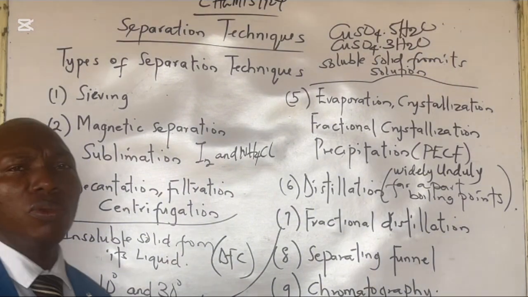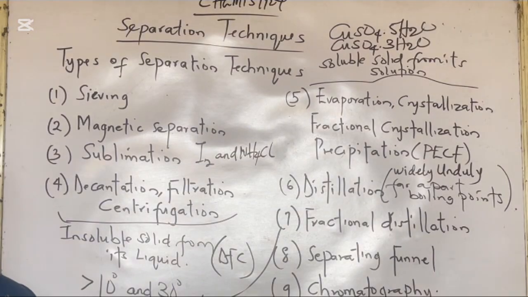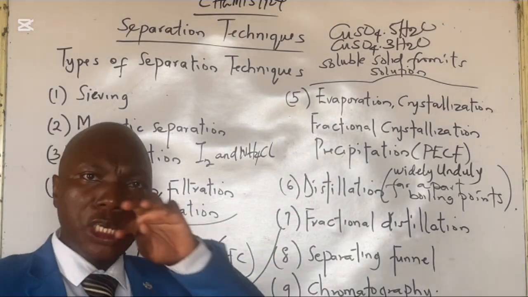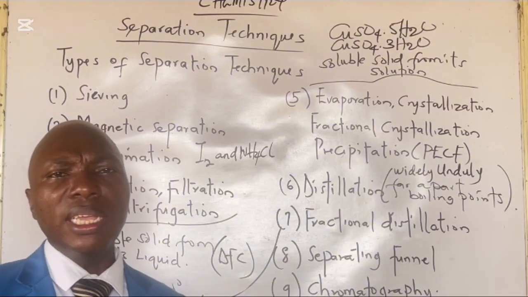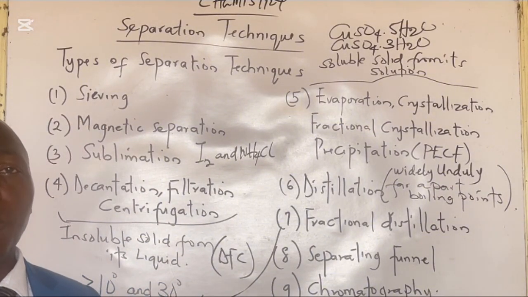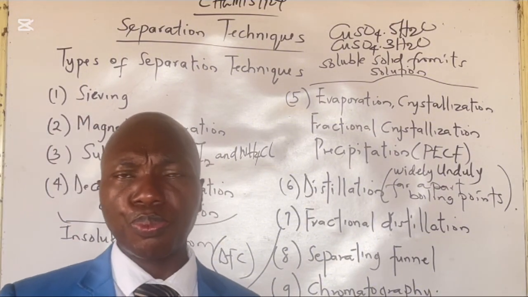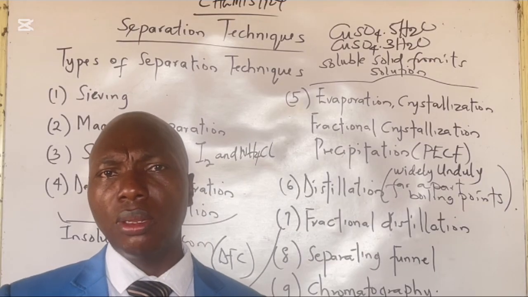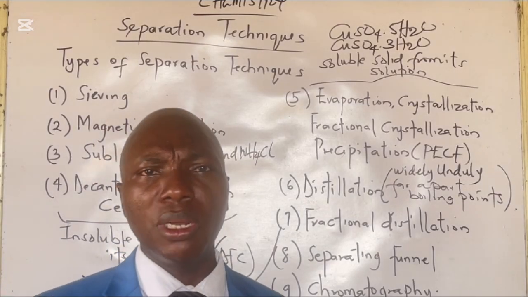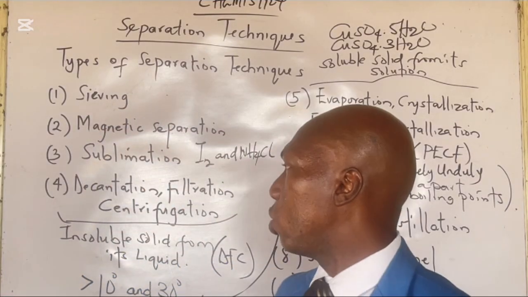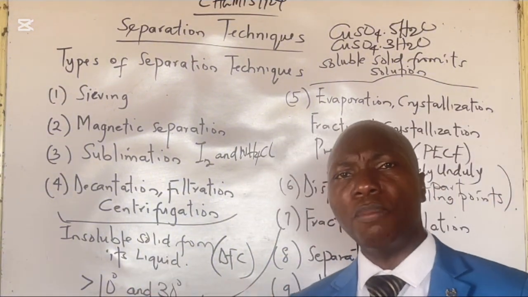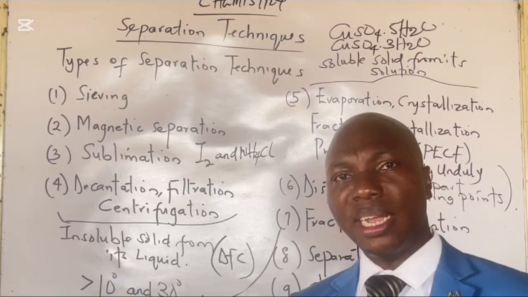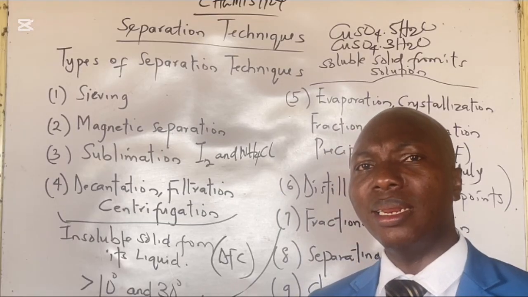And where do we use fractional distillation? Fractional distillation is used to separate fractions of petrol and crude oil. You want to obtain fractions of petrol, you use fractional distillation. Fractions of petrol like petrol, kerosene, bitumen, and all that.